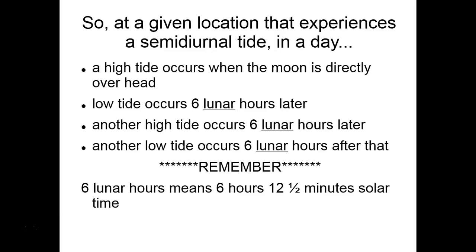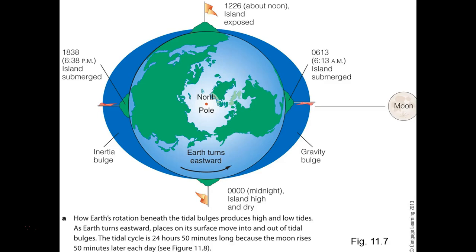Okay? So if you're answering a question about tides going from high to low in solar time, then remember that a change is going to occur every 6 hours and 12.5 minutes, because there are 50 extra minutes in a lunar day. Okay, so if you take those 50 extra minutes and you divide it by 4, because there are 4 changes, then you would get 12.5 minutes. That's where that comes from.